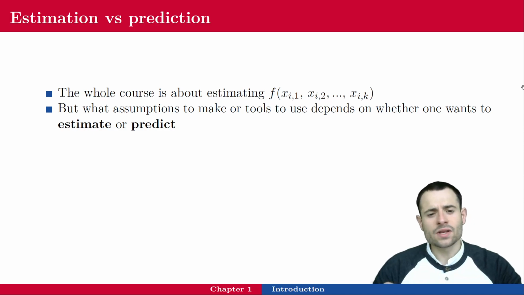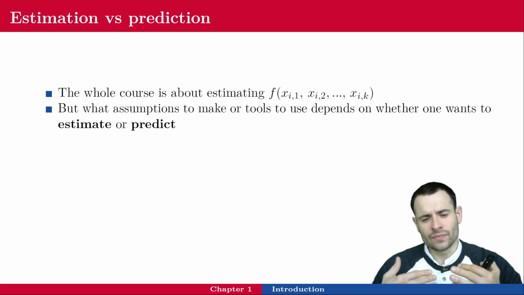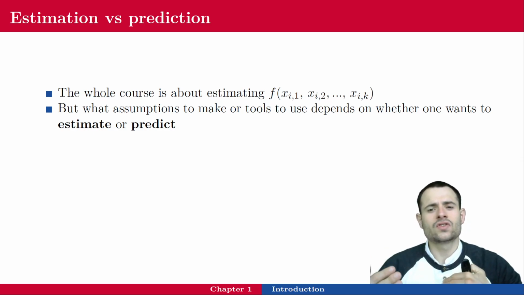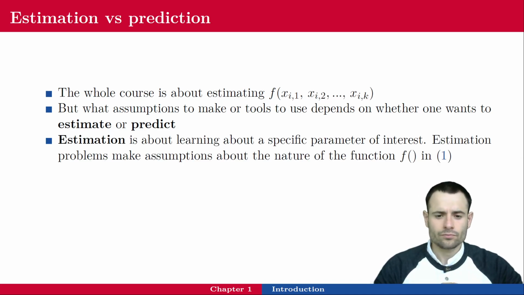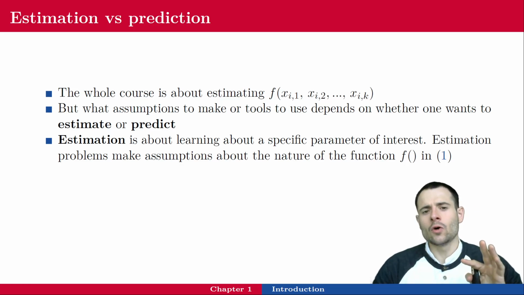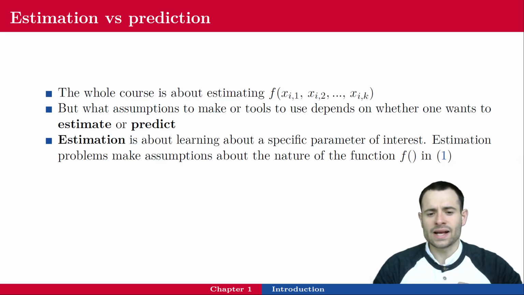Now, what assumptions to make or tools to use depend on whether one wants to estimate or predict. In general, they go hand in hand, but there is a distinction that is going to call for one statistical method over another. And that will get us into which kind of problems we use machine learning for. Estimation is about learning about a specific parameter of interest. Estimation problems make assumptions about the nature of the function f.